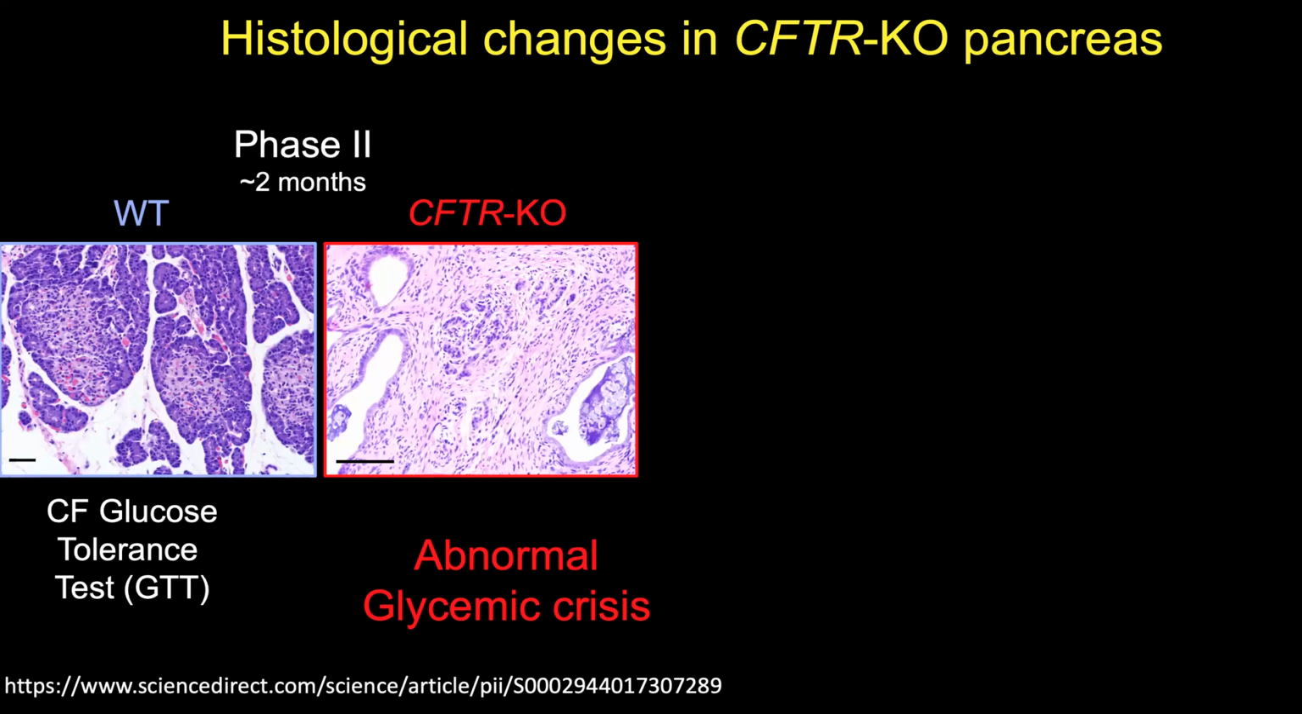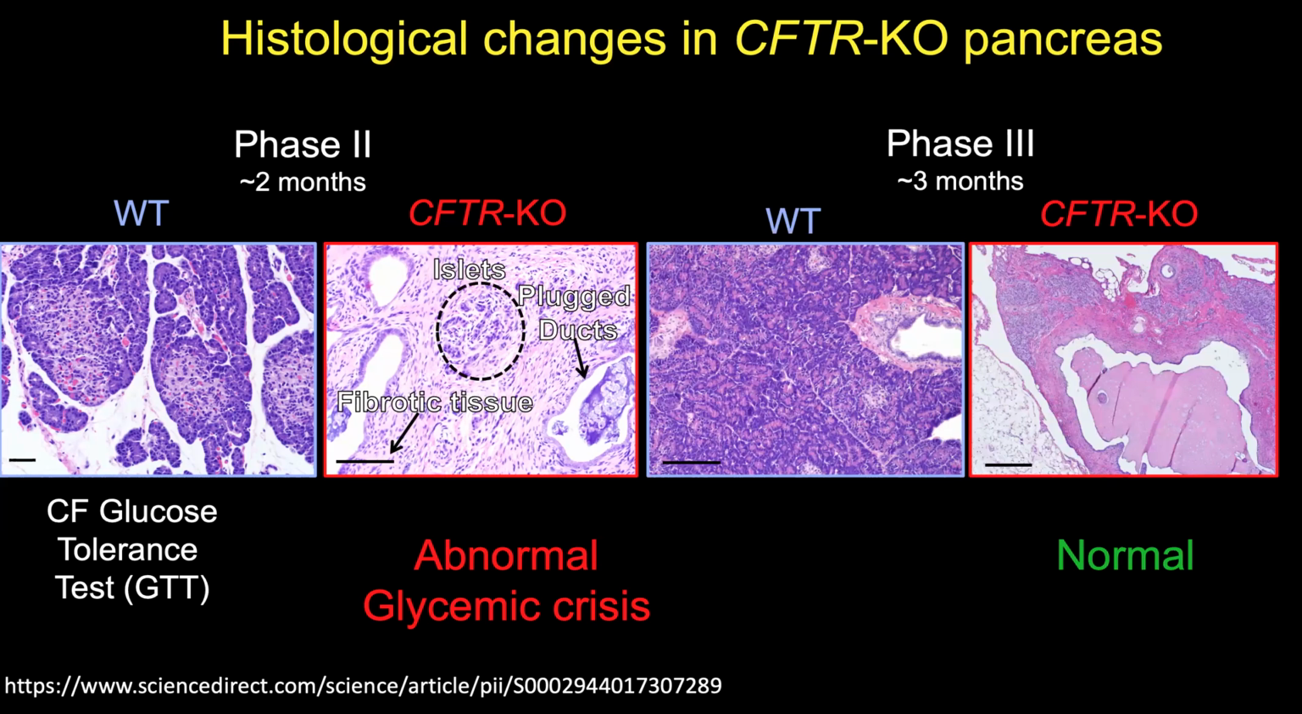At around 2 months of age, the pancreas of CFTR knockout ferrets had mucus obstructed and dilated ducts surrounded by fibrotic tissue. The islets were found coalesced near these ducts amidst fibrotic tissue. These ferrets underwent a phase of glycemic crisis at this age.